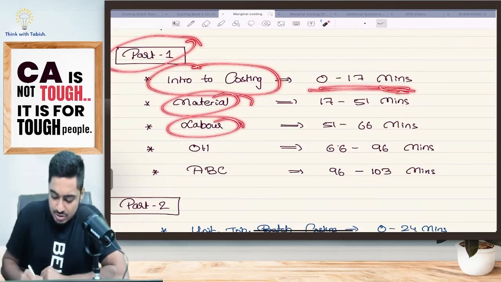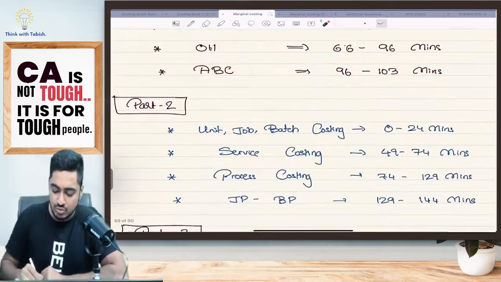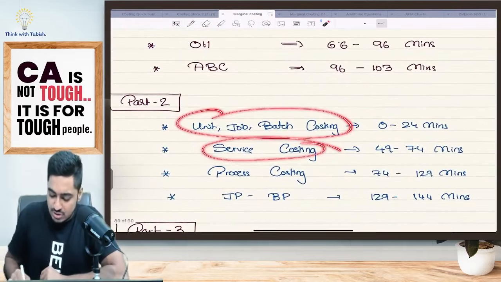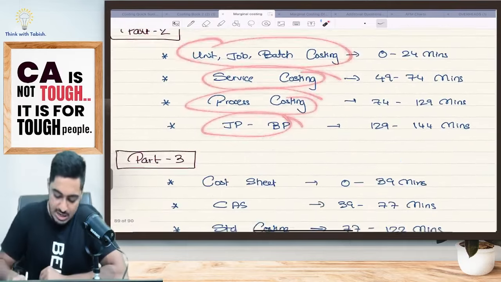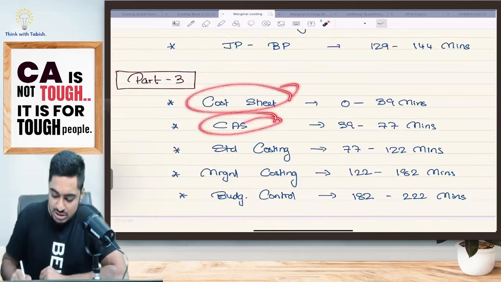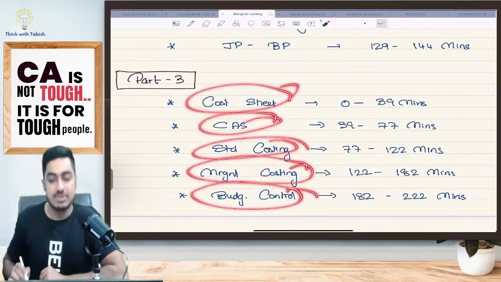Material costing, labor costing, overheads, ABC. In part 2, you have unit, job, batch costing, service costing, process, joint product, by-product. In part 3 of the video, you have cost sheet, cost accounting system, standard, marginal, budgeting.